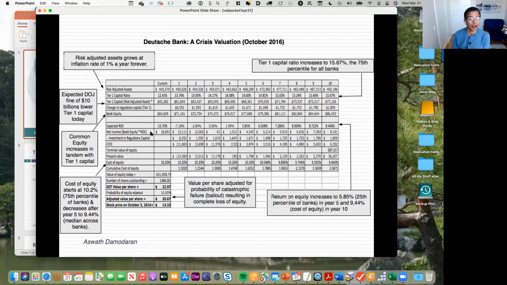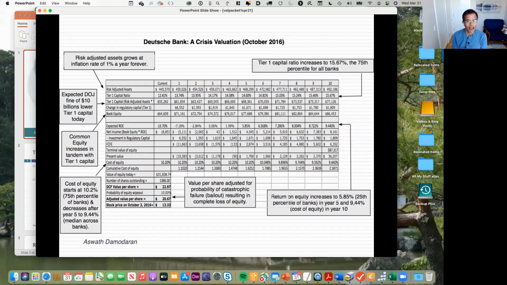So over time, here's the first thing I did. I took their return on equity, which right now is minus 13.7%. In my story, at least, it recovers to become 9.44% by year 10, which was their cost of equity. So over the next 10 years, I see Deutsche recovering. As it recovers, its losses become profits. So that gives me my net income line.